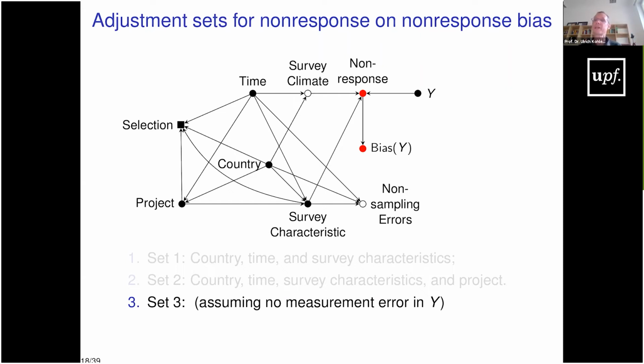And finally, there's another set, and that's the empty set, if we are still willing to assume that there is no measurement error in Y. Then all the other biasing paths also disappear. But we do not show the results of this in this presentation. We might want to add this to the paper. That's a new idea that I had when I did these pictures here.